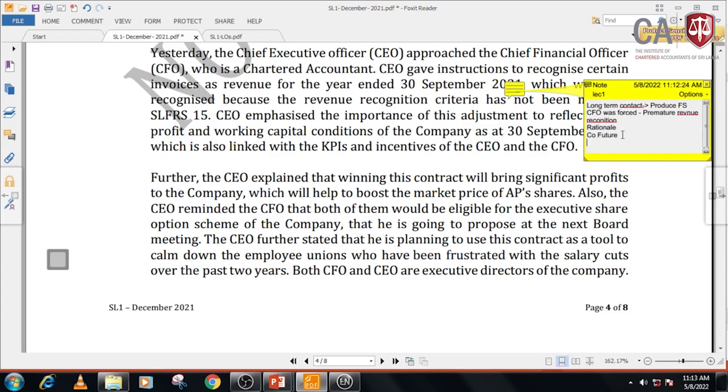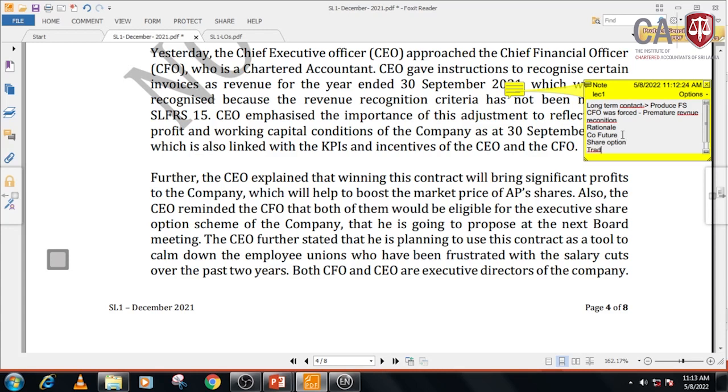Other one is, look here, both of us are entitled for executive share option. Now, that is a very tricky one. That is where this can connect to remuneration practices. Executive share options scheme that he is going to propose at the next board meeting. Especially during a crisis time when executive share options are given, those criteria the company needs to be really sensitive about. The CEO further stated that he is planning to use this contract as a tool to calm down the employee union. Now, that is the stakeholder management, trade union.